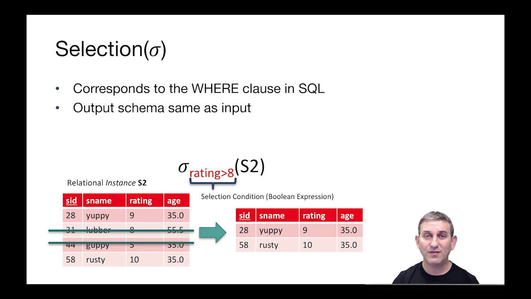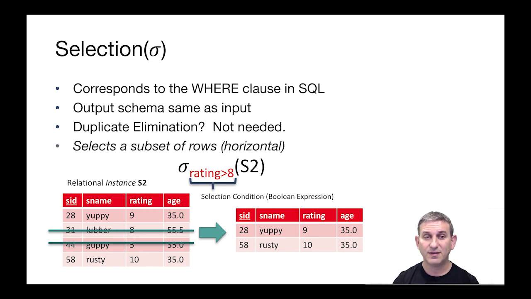The output schema of a selection is the same as the input. We have the same number of columns in the same order with the same types. And duplicate elimination is not needed in selection. Remember, the input to the selection is a set. We're only removing things from it, so we couldn't have generated any duplicates. So the output is by definition also a set without duplicates. And selection in the end is selecting a subset of the rows. It's a sort of horizontal selection of things we want in our output.